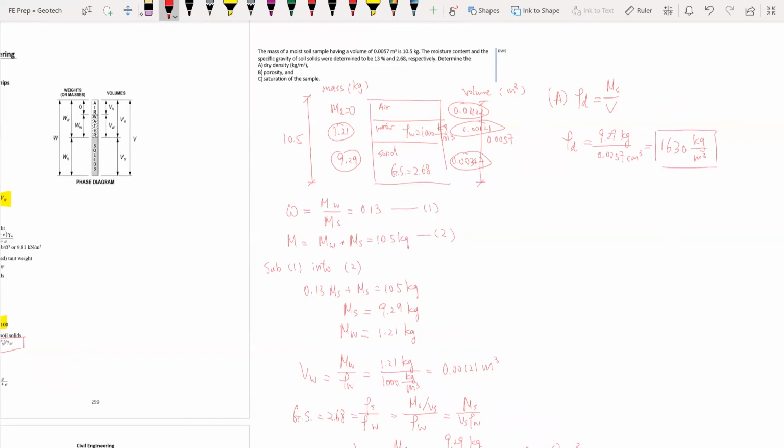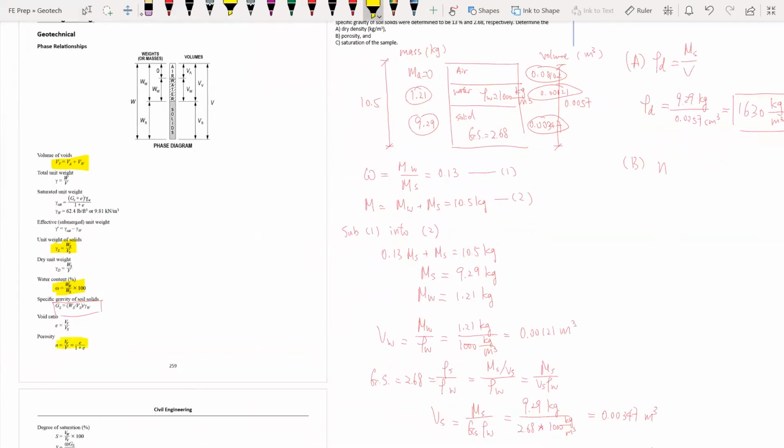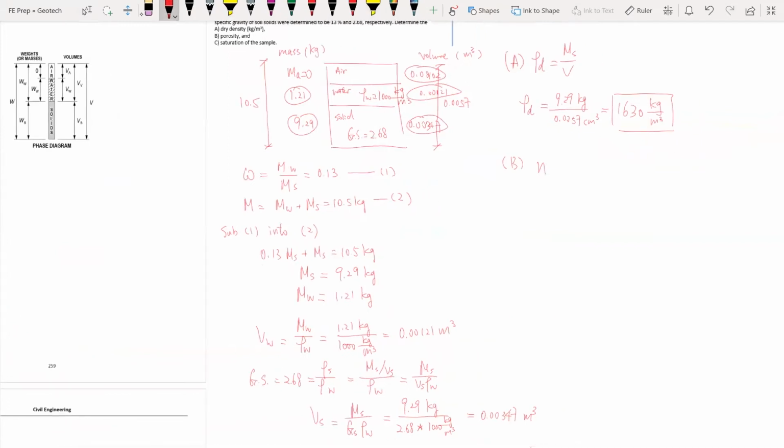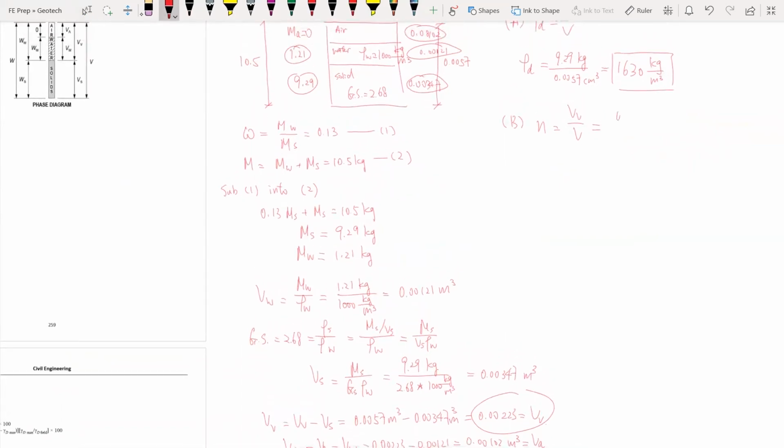And part B, it asks for the porosity. On our FE manual, porosity is given by these equations. If you know the void ratio, you can relate it to the void ratio, or by definition, it's just the volume of void divided by the total volume. And the volume of void we found previously right here. So it goes to 0.00223 divided by the total volume, which is given.